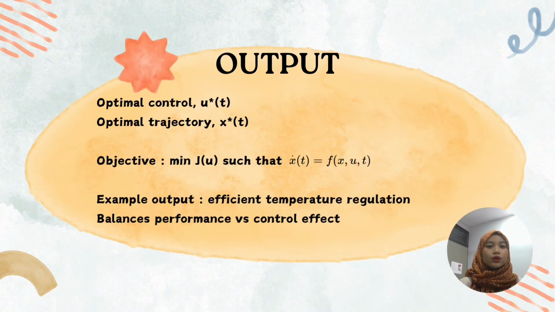The output of an optimal control problem includes two key results, which are the optimal control, u star(t), and the optimal trajectory, x star(t). These represent the best possible control action and the resulting system behavior that minimizes the cost functional. In the temperature control example, the optimal output gives us how much power the heater should use over time to maintain the desired temperature while consuming the least energy. This output reflects the harmony between system behavior and performance goals.